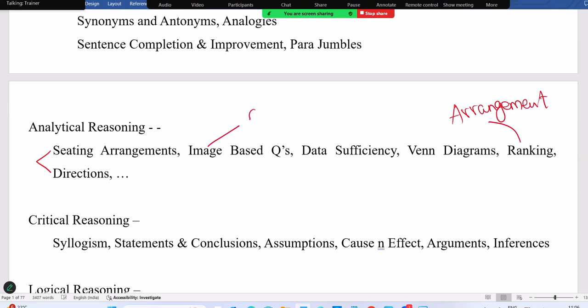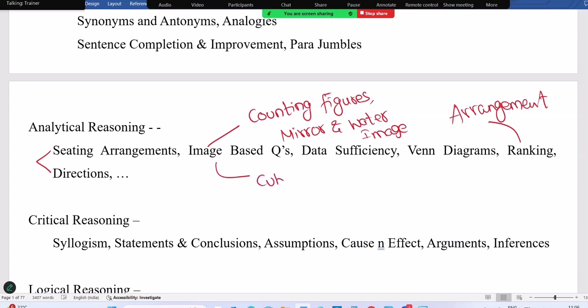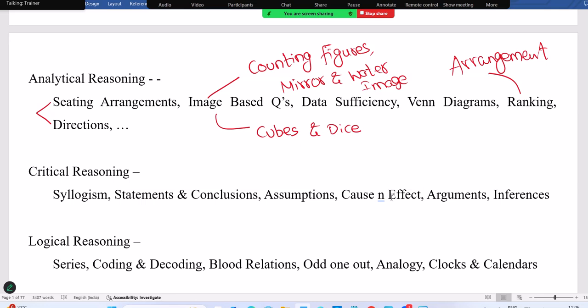Image based questions means counting figures: how many triangles, how many straight lines, how many squares, those concepts. And mirror image, water image, paper folding, paper cutting. All those image based questions, including cubes and dice related stuff, they'll also ask. Right, so this is what we can expect in the analytical reasoning related section. Critical reasoning, these topics we can focus on more.